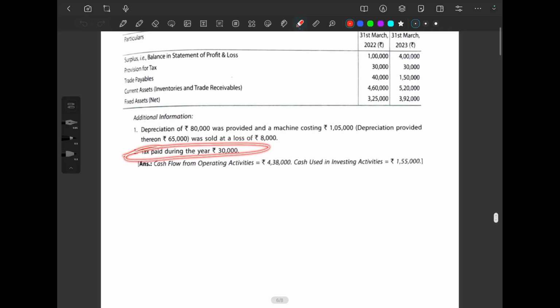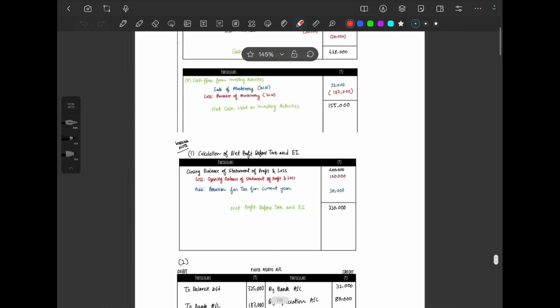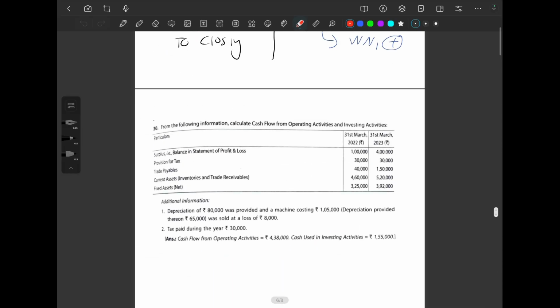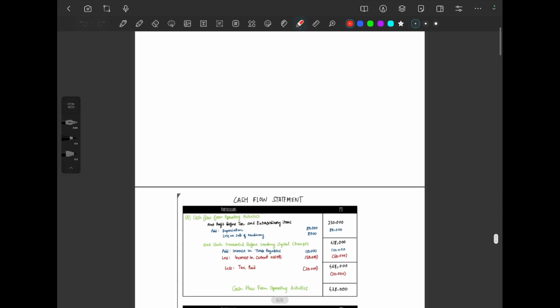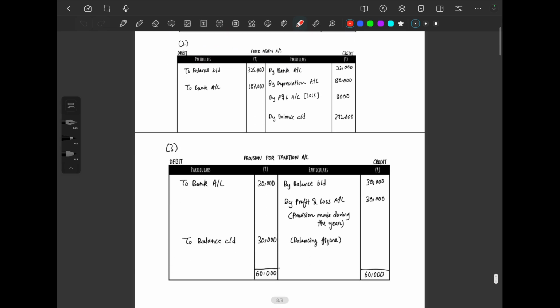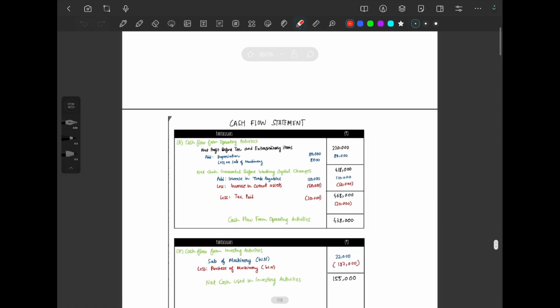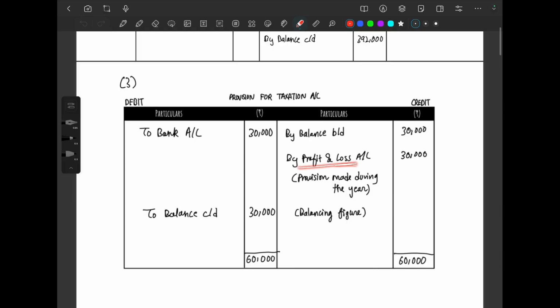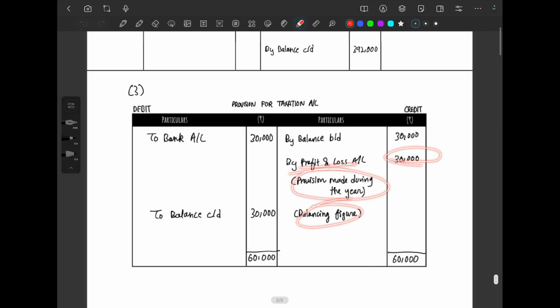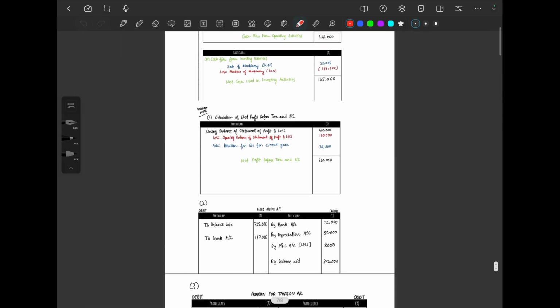And here the tax paid during the current year was 30,000. Let's see the working. There was a provision for tax of 30,000, that remains the same. Let me show you the provision for tax, the opening balance and the closing balance are the same. So income tax paid during the year was 30,000, that will be less from the operating activity. And the current year provision made during the current year will be your balancing figure, that is also 30,000, that will be added in working note 1.